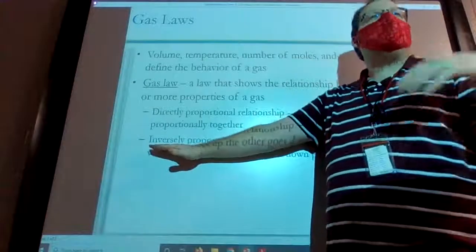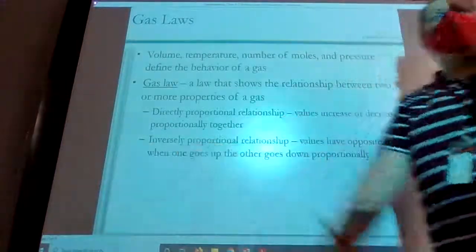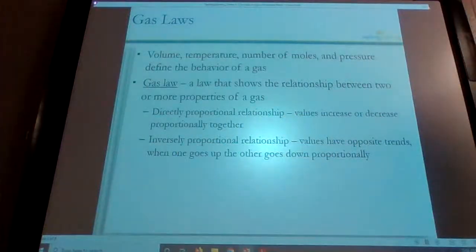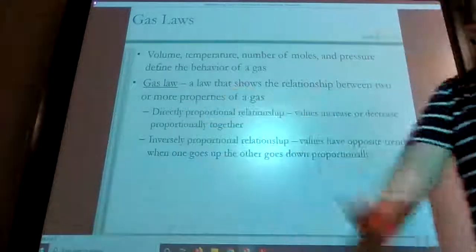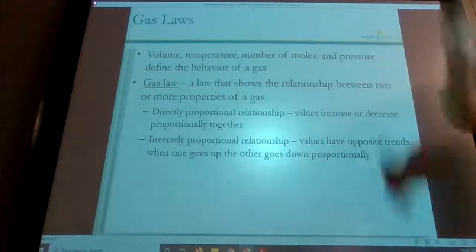Inversely proportional is the opposite. If it's the inverse, one's going to go up, the other one's going to go down. And if I raise one of them, the other one's going to go down. So they go up and down either way, but know that they're opposite in inverse, and they're the same in directly proportional.